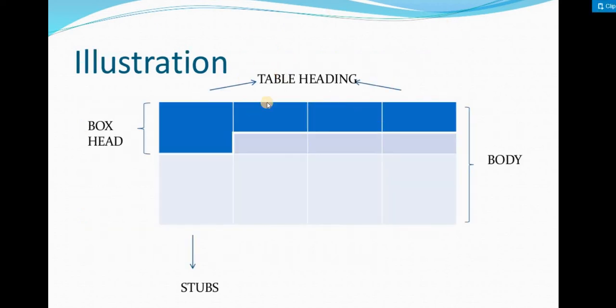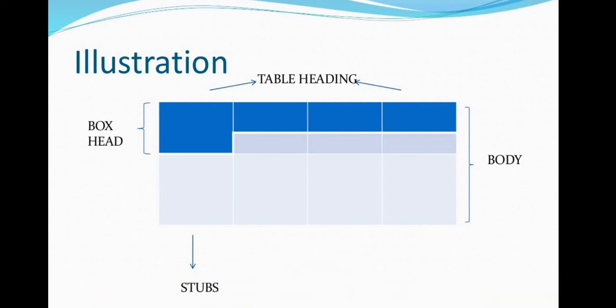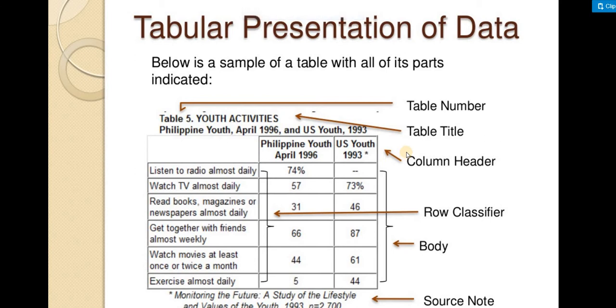These are the parts of a statistical table. This is the table heading, this is the box heading, this whole part is the body, these are the stubs. Then down we are writing the footnotes. This is a form of tabular presentation. Here you can see the table number, Table 5. Here you can see the table title, like youth activities. Then these are the column headings. Then this is the row classifier.